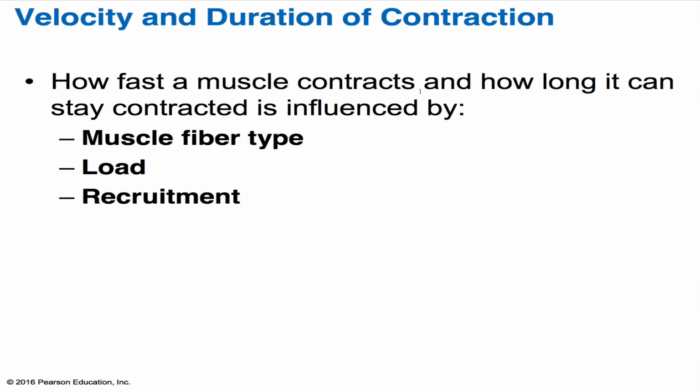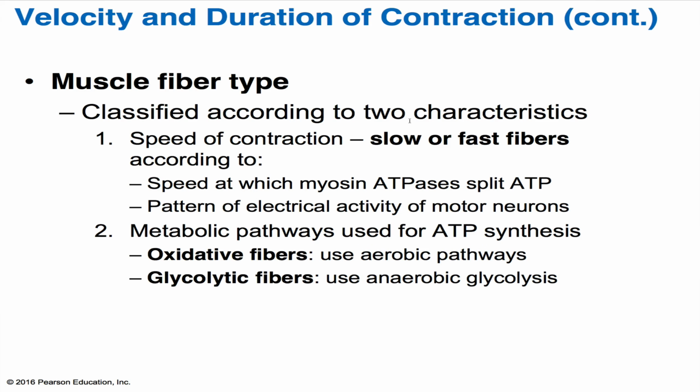Muscles vary in how fast they can contract and how long they can continue to contract before they fatigue. These characteristics are influenced by muscle fiber type, load, and recruitment. Now we're going to be using two major functional characteristics to identify muscle fiber types. The first one is the speed of contraction, which are the slow fibers and fast fibers. The differences in their speed reflect how fast their myosin ATPases split ATP and the pattern of electrical activity of their motor neurons.